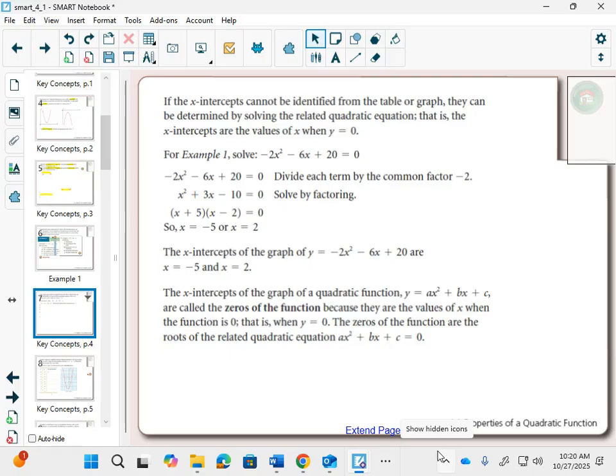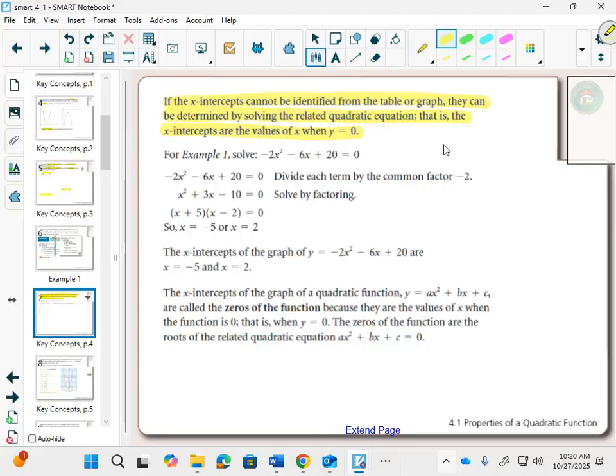If you turn to page 253, something that I want you to highlight on this page. We talked about this already, but you can use chapter 3 to always find x-intercepts.